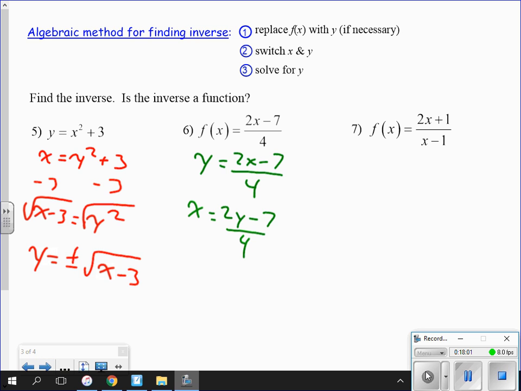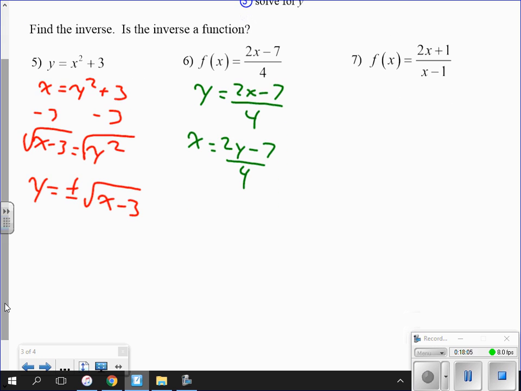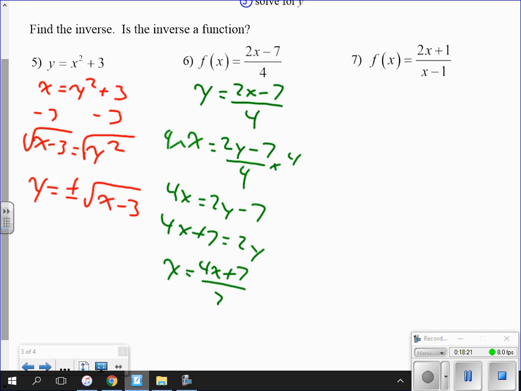Okay, so that should be enough time to take care of that one. It's actually not that bad. Multiply both sides by 4. 4x equals 2y minus 7. Add 7. 4x plus 7 equals 2y. Divide by 2. y equals 4x plus 7 over 2. And yes, this is a function. It's a straight line. So is the other one. They're both straight lines, so yes, this is a function.